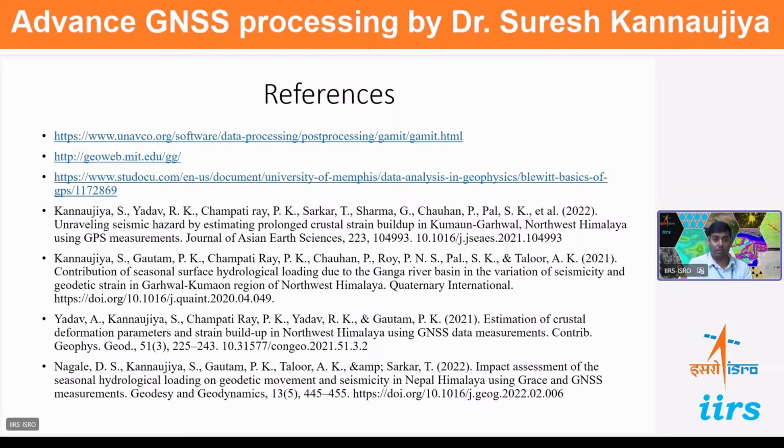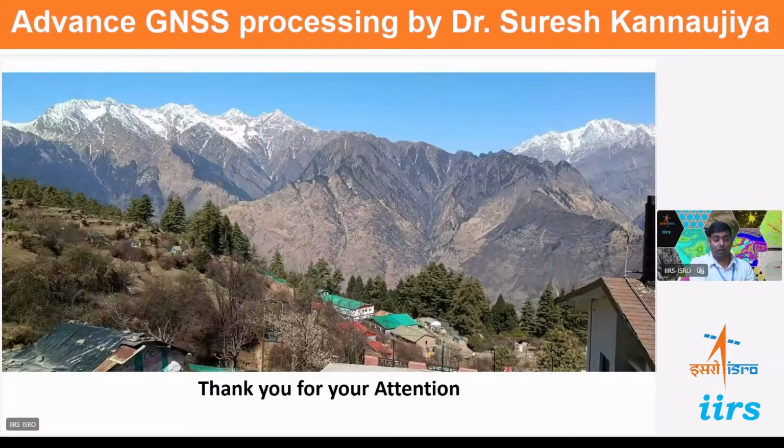So these are some references which you can go through for a more detailed study, because in 1 hour it is impossible to cover all the aspects. I hope I have given my best to make you understand the advanced GNSS data processing. And if you have more doubts or queries, you can always reach me through email ID. You can also reach out to EduSet to get more detailed information. Thank you very much. Thank you for your patience.